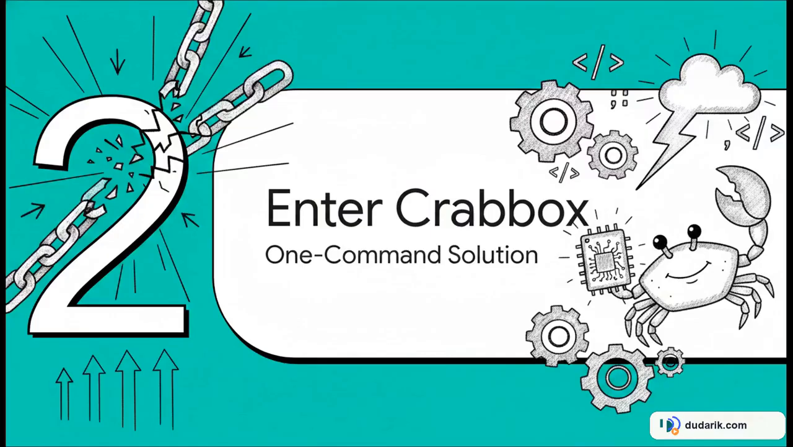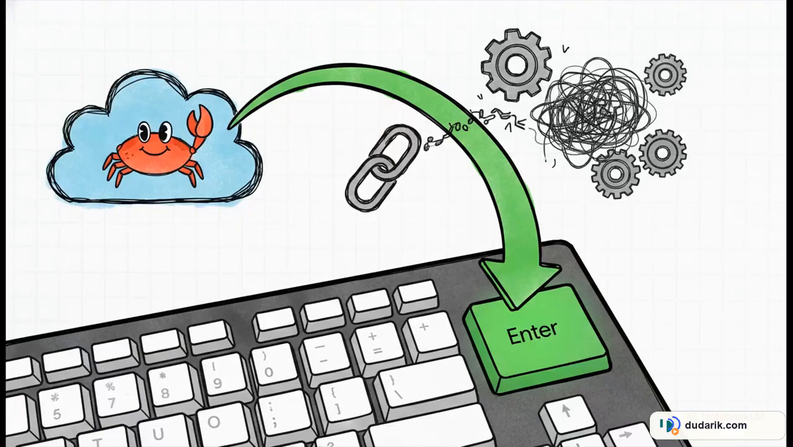Which brings us to Section 2. Enter Crabbox, the one-command solution. So the crucial takeaway here is this single, powerful command, crabbox run. You follow that with whatever test command you want to execute, like, say, npm test. Behind the scenes, Crabbox handles the entire remote execution sequence. There's no git push. That's the real magic here. No git push, no waiting for a webhook to fire, no context switching to a browser tab. It feels exactly like you're just running it locally on your machine.